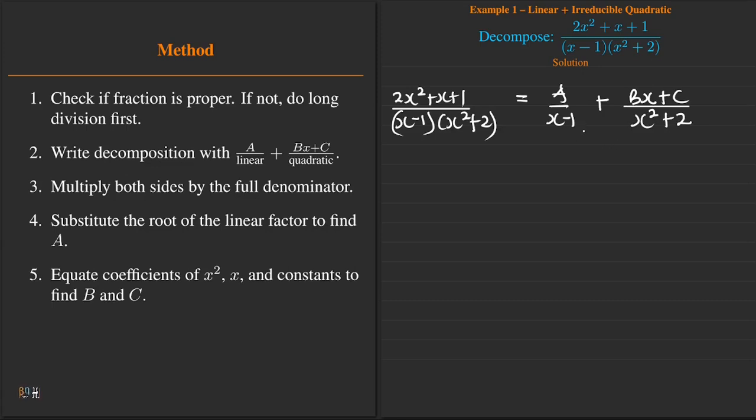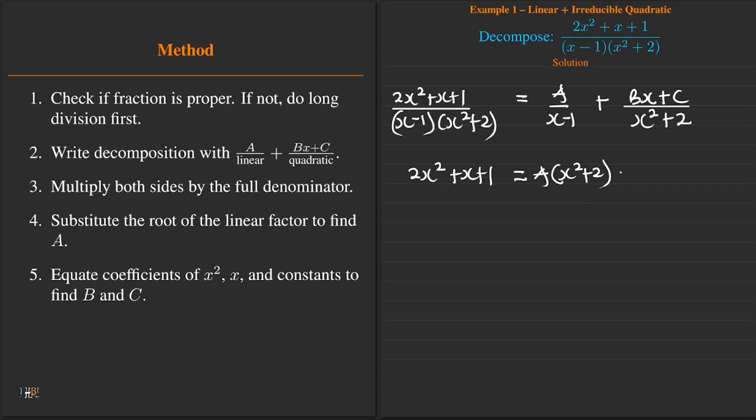At this stage, as we have always done, we would have to multiply each and every term by the LCD. So multiplying this by the LCD, it just cancels out. So we will be left with 2x squared plus x plus 1, which is equal to, if you multiply this here by the LCD, we have x minus 1 cancelling out x minus 1. And so we'll be left with an A multiplying x squared plus 2. Then this time around, for x squared plus 2, it also cancels itself.